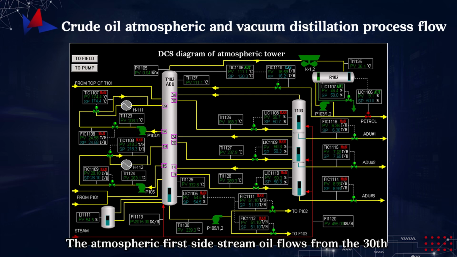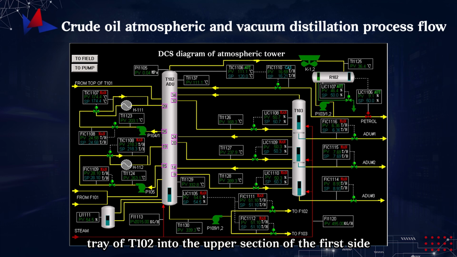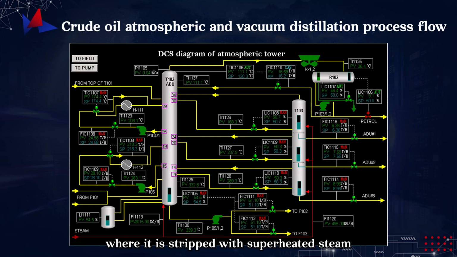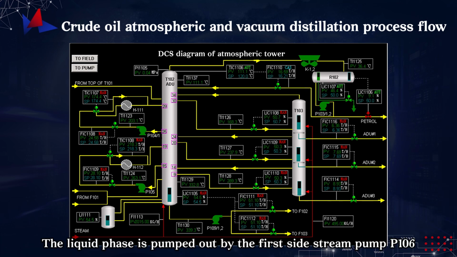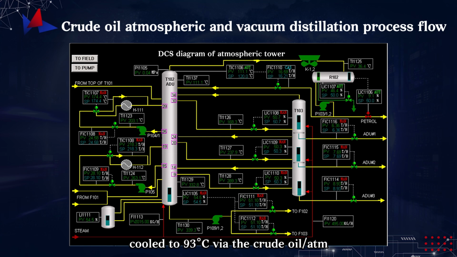The atmospheric first side stream oil flows from the 30th tray of T102 into the upper section of the first side stream stripper T103, where it is stripped with superheated steam. The vapor phase after stripping returns to the 34th tray of T102. The liquid phase is pumped out by the first side stream pump P106, cooled to 93 degrees Celsius via the crude oil/ATM first side stream exchanger and water cooler, then sent to the caustic wash unit.